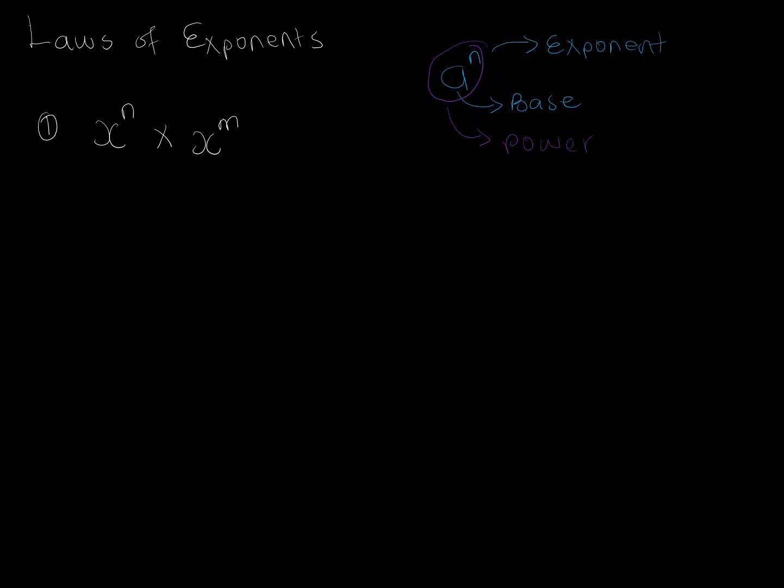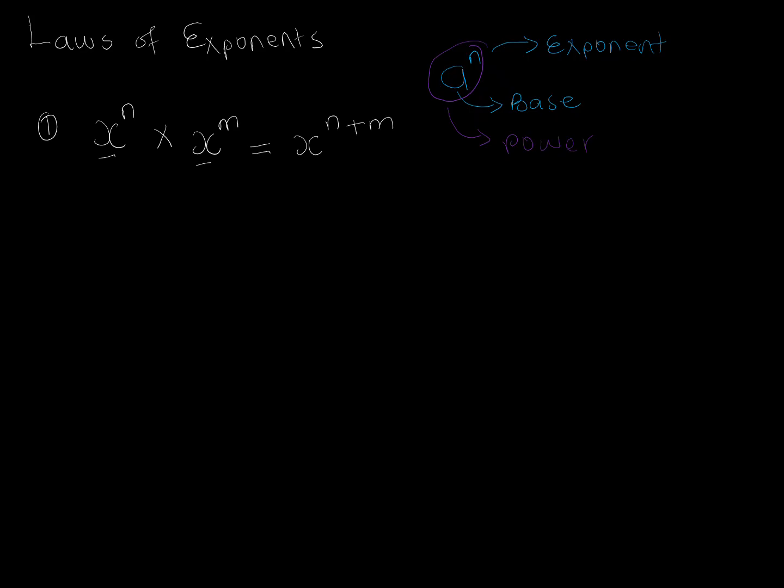So when the bases are the same, we add the exponents. We can write this as one base, then we take the n and we add it with m. When you are multiplying the same base, you add the exponents.